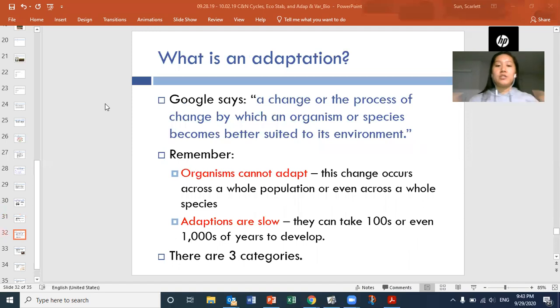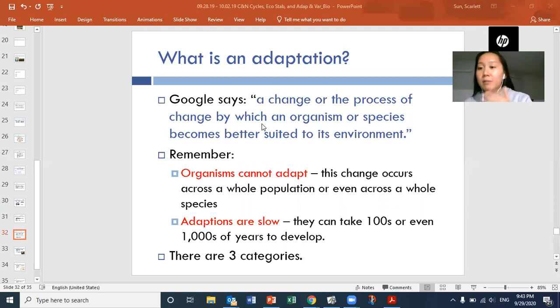So what is an adaptation? Google says, an adaptation is a change or the process of change by which an organism or species becomes better suited to its environment. So when organisms are slowly over time as a species adapting to their environment, it means that as the environment changes, the ones that are best at surviving in that environment are the ones that do survive and make babies that are like them. And then their babies are also good at surviving in the environment because their parents were good at it.